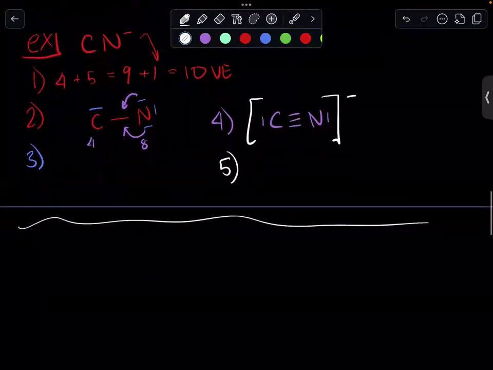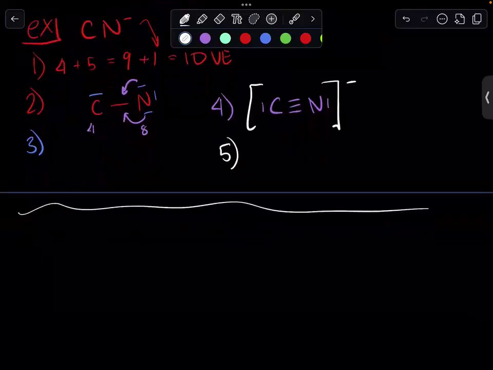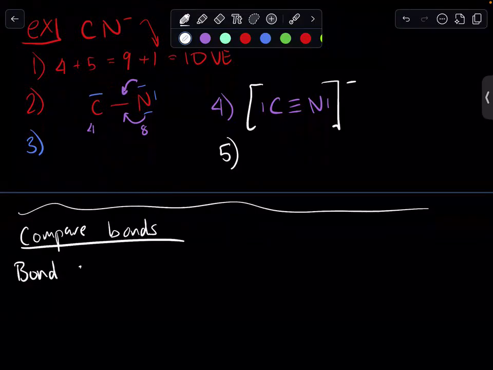The last thing we need to know for this lesson is how to compare these bonds. So let's compare bonds. Single, double, and triple bonds differ in a few different qualities. The first we're going to look at is bond strength.